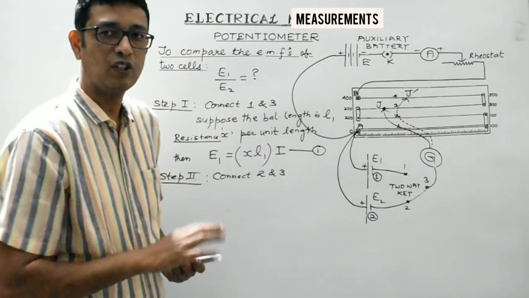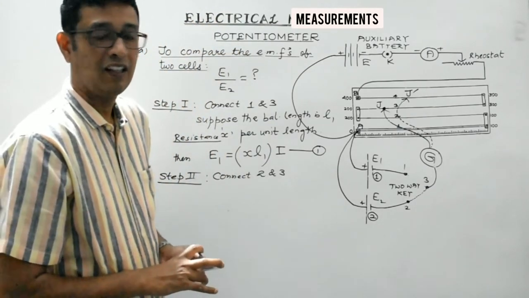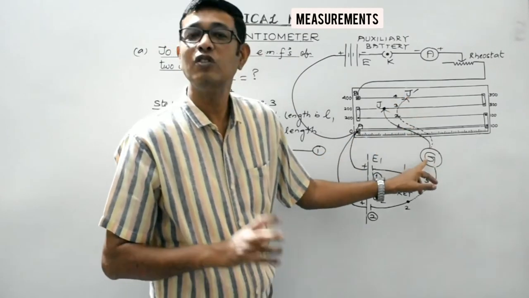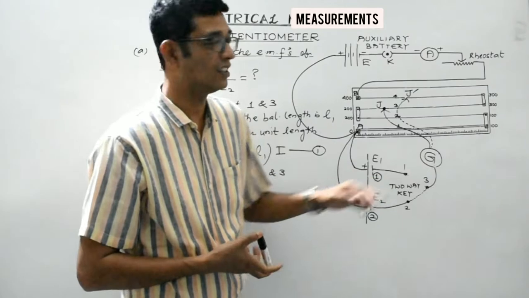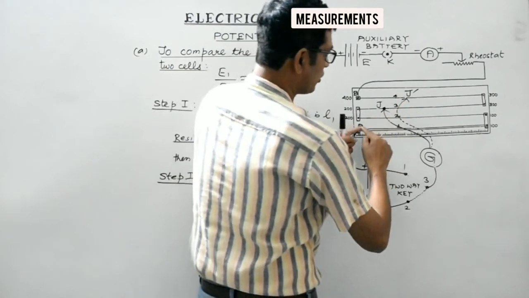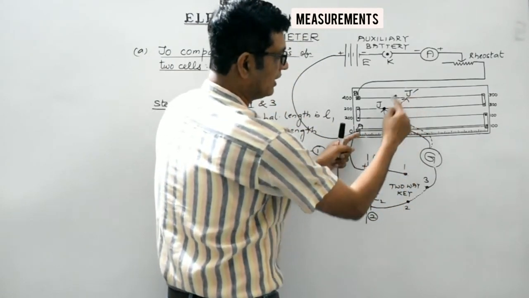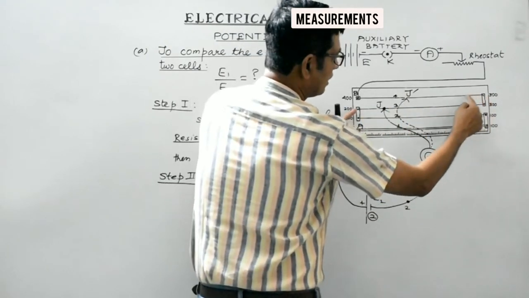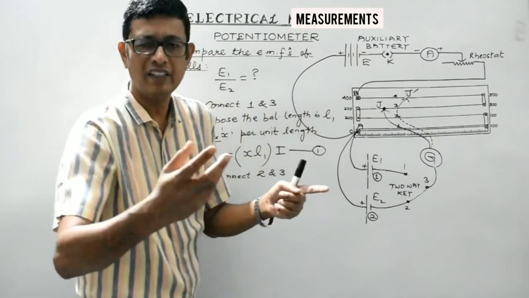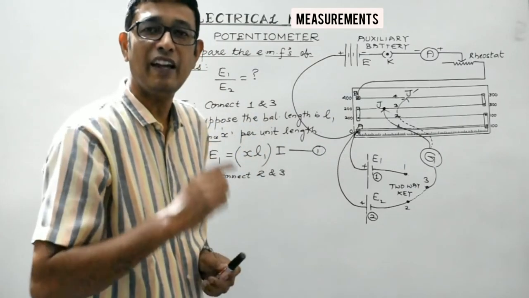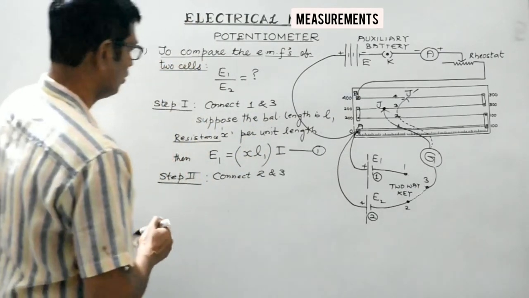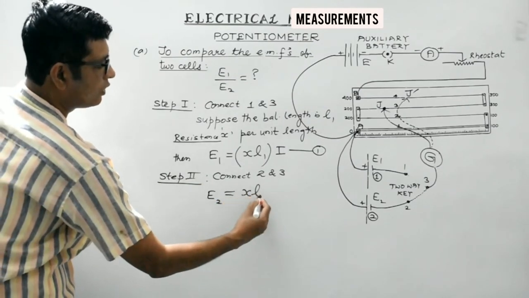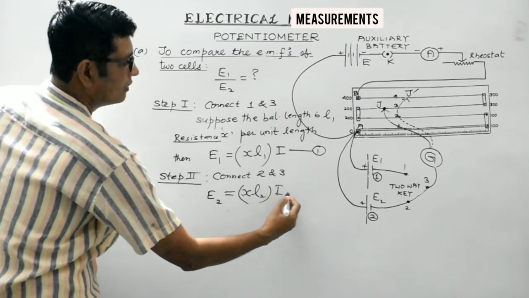So you can easily find out the balancing length. And students, balancing point means the galvanometer at this point will show zero deflection, isn't it? So the balancing length can be easily measured. In this case, if it is over here, then the length would be approximately 100, 200, 300 and over here 360. Let us assume it. So let it be L2, right? So in this case, E2 would be equal to X into L2 multiplied by I.